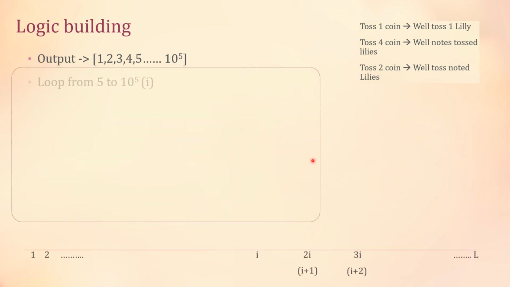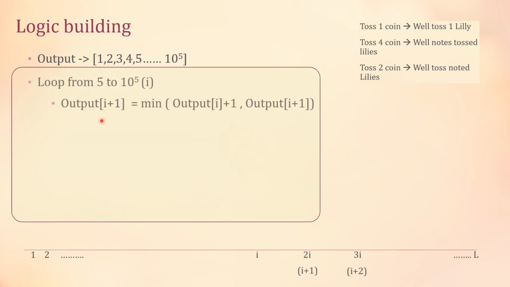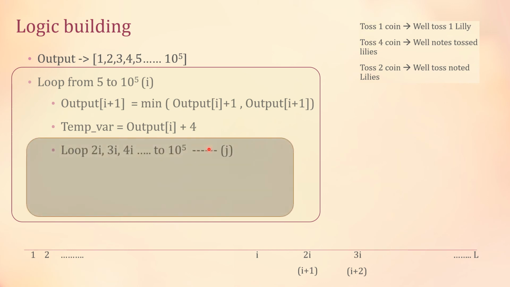Let me just show you in the code. First, this is the outer loop, and in the outer loop we are updating. For example, here this doesn't make sense at the beginning, because output of i plus 1 is 5, and we are picking the minimum of 4 plus 1 or 5. But I think when you check the second loop you'll understand. First we define a temporary variable. Let's imagine that at the ith position we are tossing 4 coins. Then we loop from that particular point, 2i, 3i, 4i, till 10 power 5.